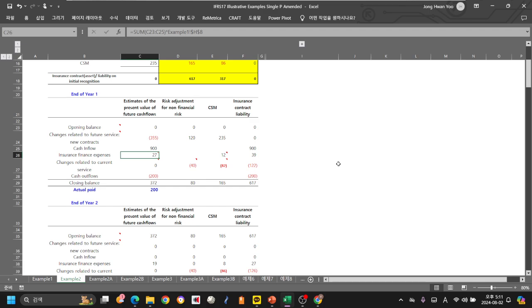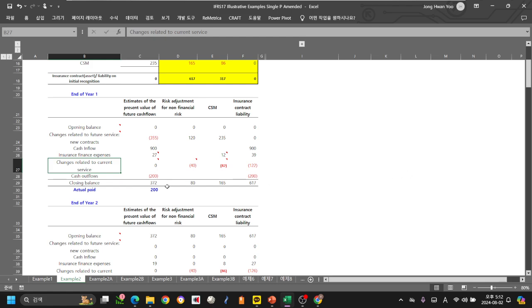there's an insurance finance expense, the interest rate that you use for discounting is like 5%, and then changes related to current service is an experience adjustment. So we assume annually 200 paid claims, and actually 200 paid. So there is no experience adjustment for the cash outflow, right? Premium, there's nothing to do with that here. Single premium, if there is something, as I mentioned, that difference is going to be reflected in the CSM anyway.